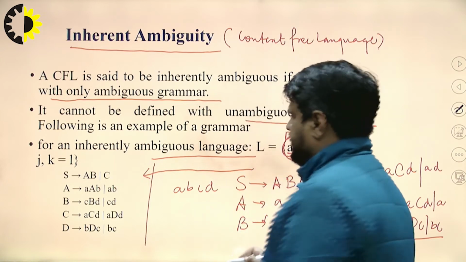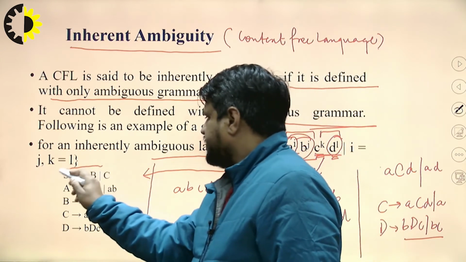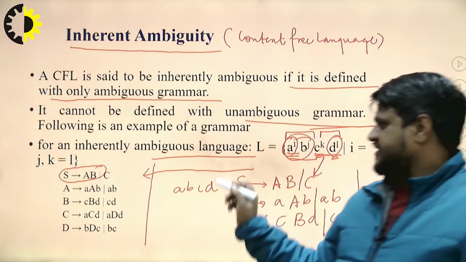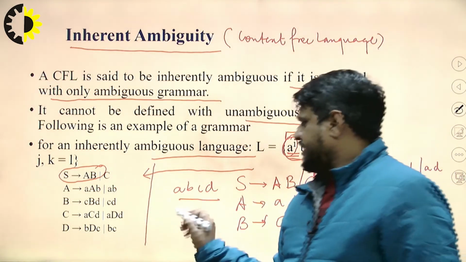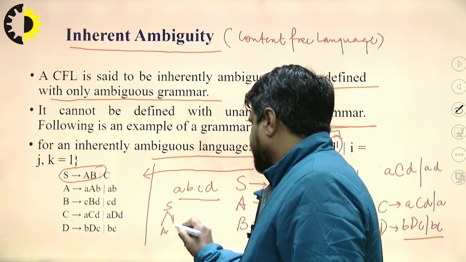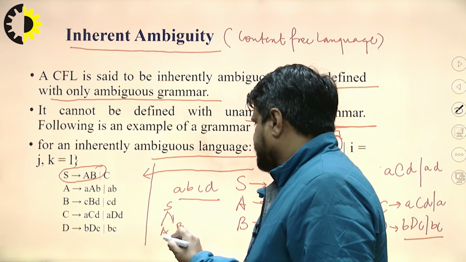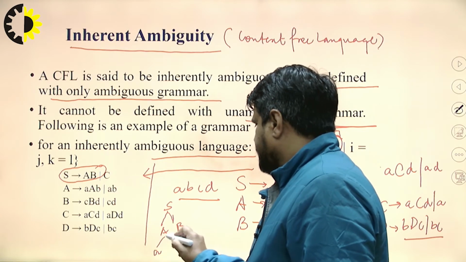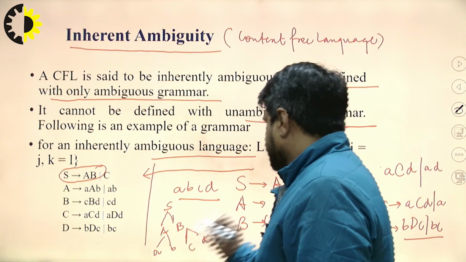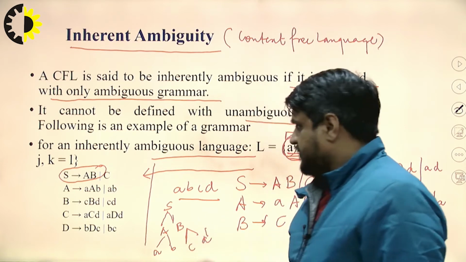Now you will think of string A, B, C, D. What happens? This can be generated by this option. You can see this can be generated by this option. You will start from S, A, B, right? This will generate A, B, right? B will generate C, D, right? You can generate it by this option, first one.